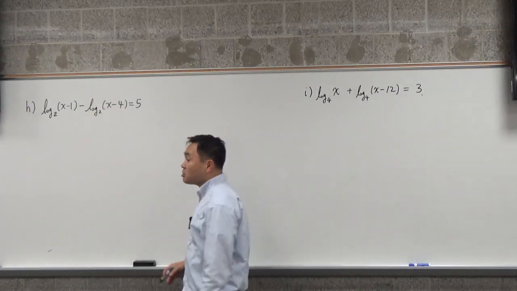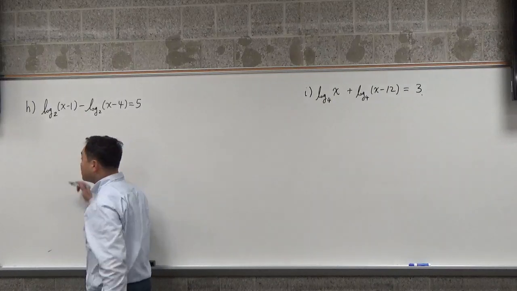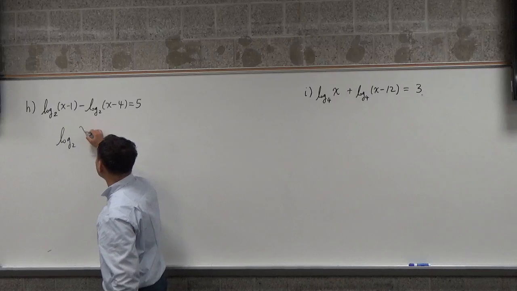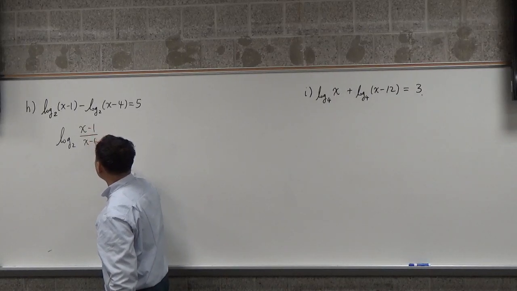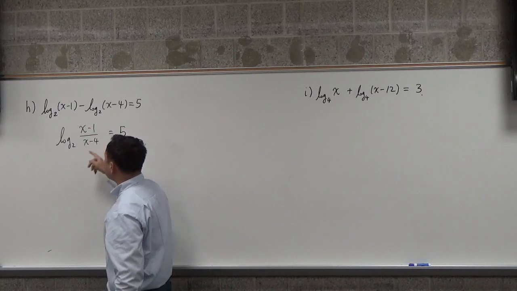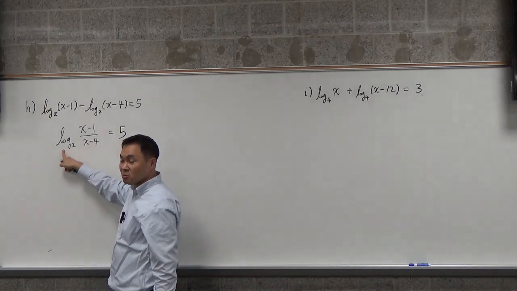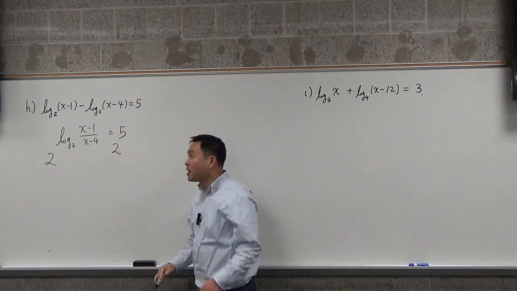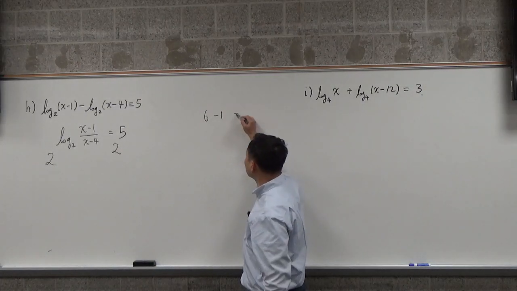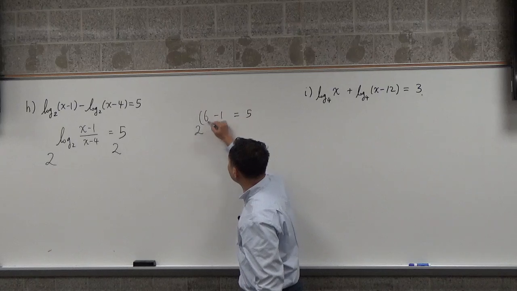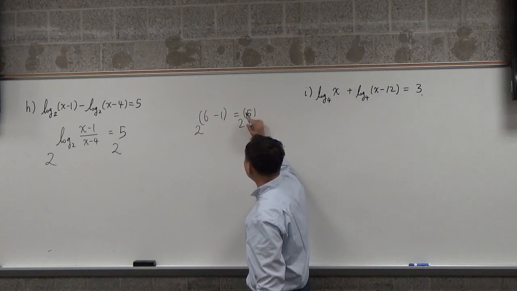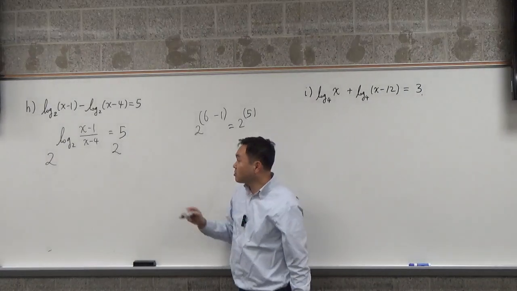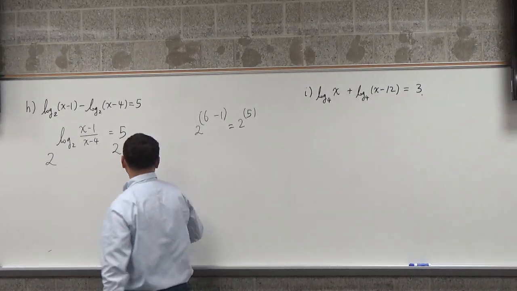Okay. How do you combine when it's a subtraction? It becomes a single log with division. Yes, x minus 1 over x minus 4 equals 5. Now, because you only have one log, you can raise both sides with 2. And that's fine. Like, if you have 6 minus 1 equals 5, it's okay to say 2 to the 6 minus 1 is 2 to the 5th. This is perfectly logical. Right? Yeah. So that's perfectly fine. Okay?